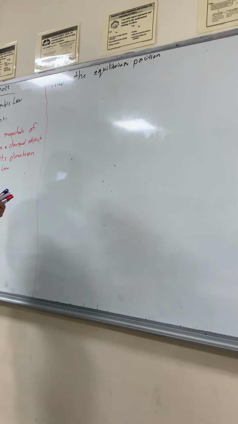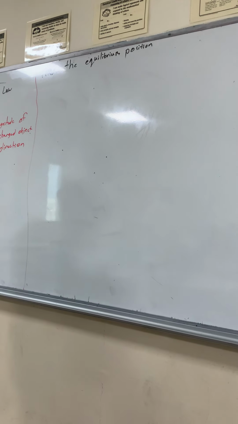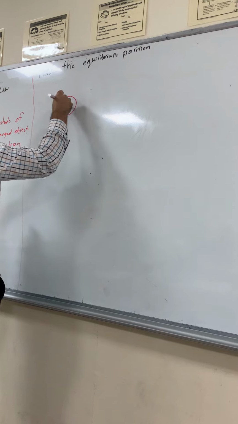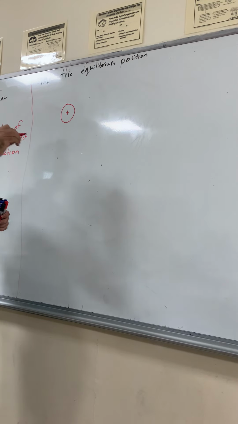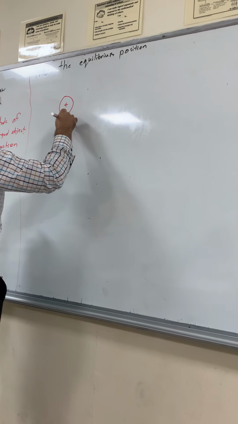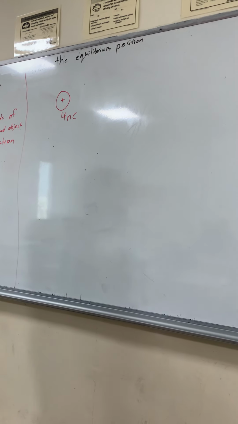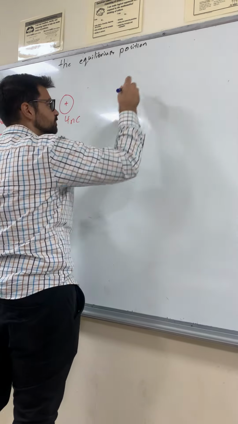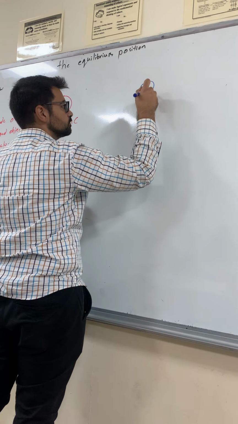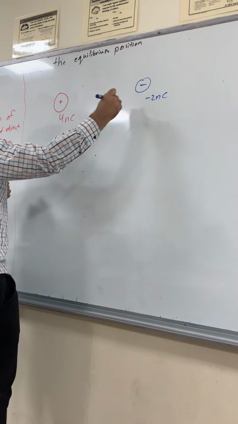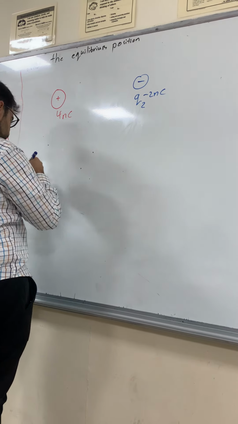Given the following. Let's say that we are given those two charges with this separation distance. One of them is positive. Let's say the first one is 4 nanocoulombs and the other one is negative. Let's say that it's minus 1 nanocoulombs or minus 2 nanocoulombs. Let's call this one Q2. Let's call this one Q1.